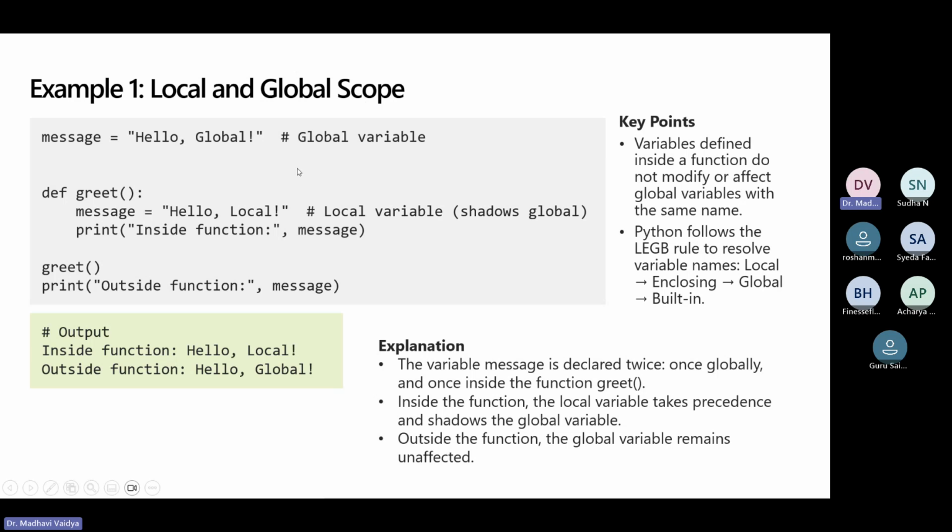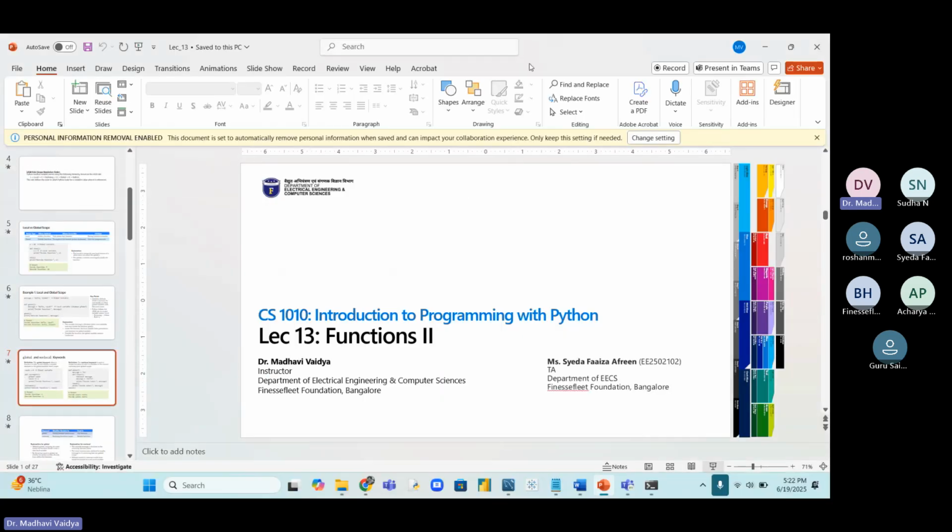But here local and global scope has been given. I would explain this from here and then I'll go to the Jupyter notebook. So message equal to hello global, and the function is called. Local first, global later. So message equal to hello local, and inside the function it would be printed first, and then obviously the function would be called. So hello local would be printed first and then hello global. So this is something like local and global.